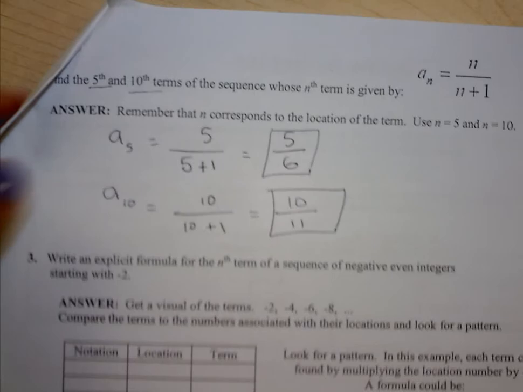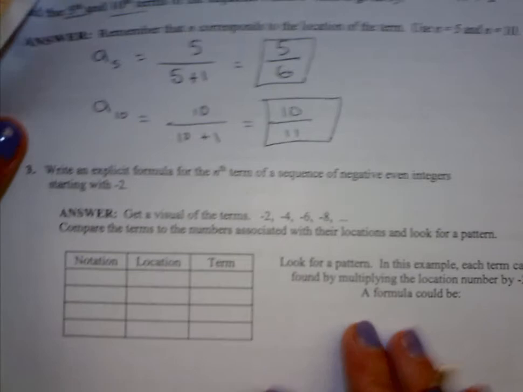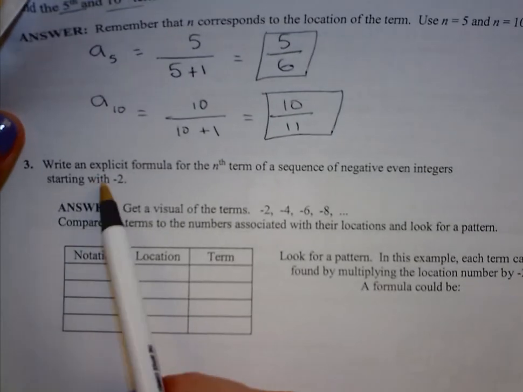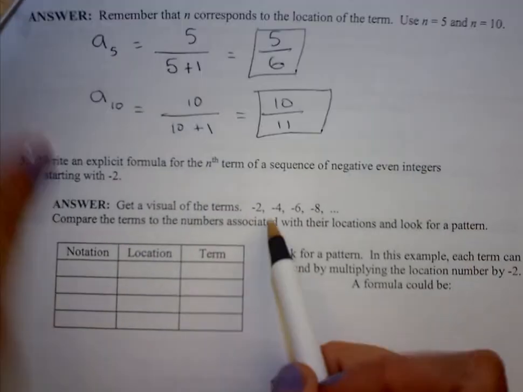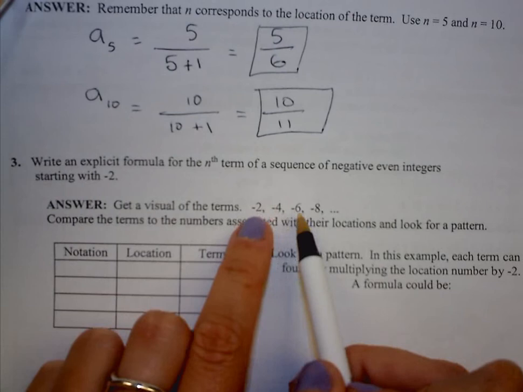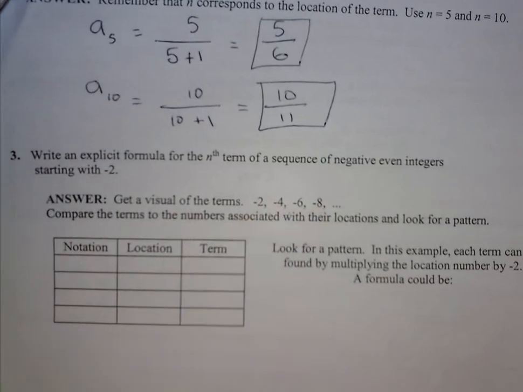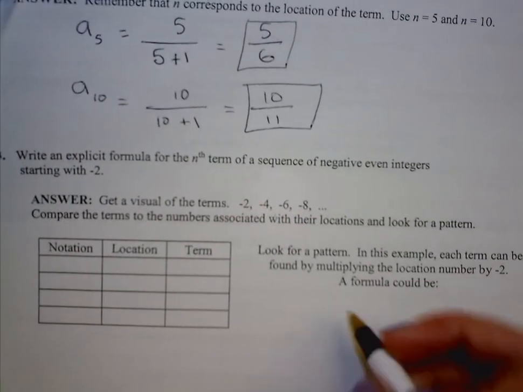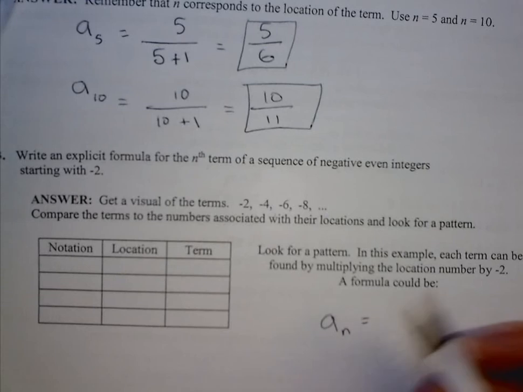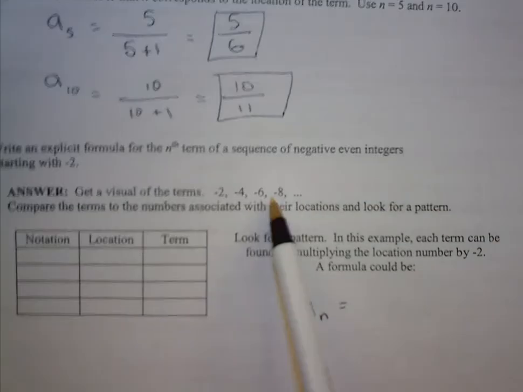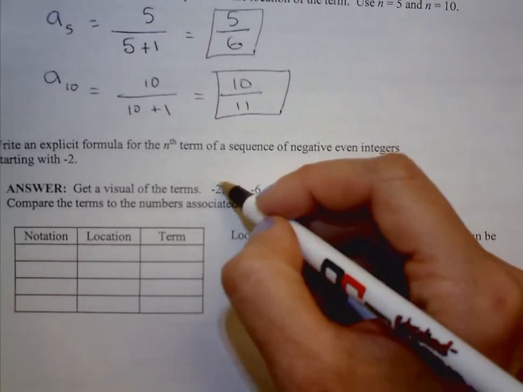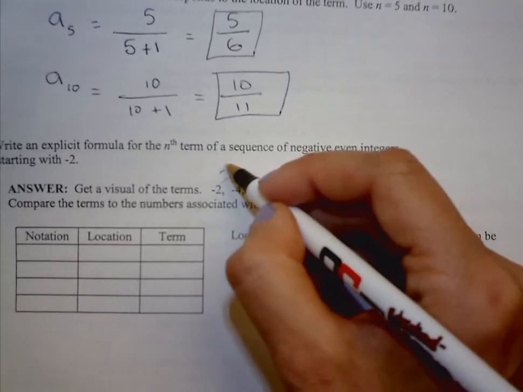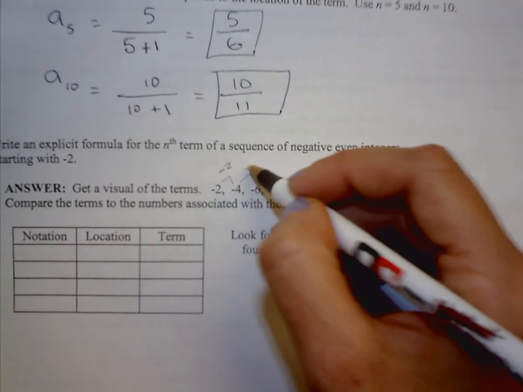Okay, number 3. So now number 3 says write an explicit formula for the nth term. So if I have -2, -4, -6, -8, I want to figure out a formula, so an equals, how would I get these terms of the sequence? So I know here I am subtracting 2 each time, -2, -2.